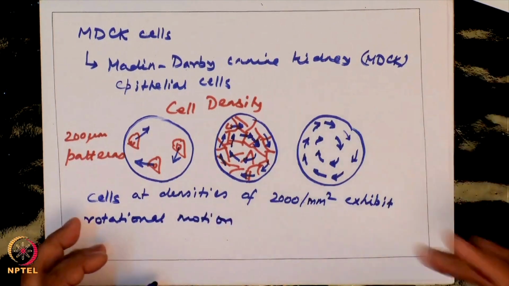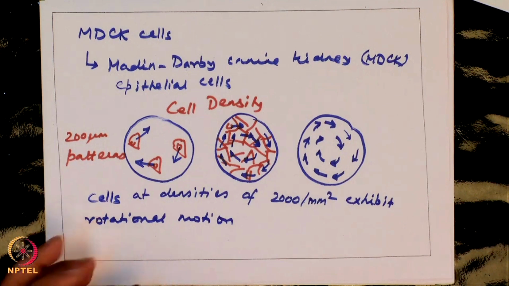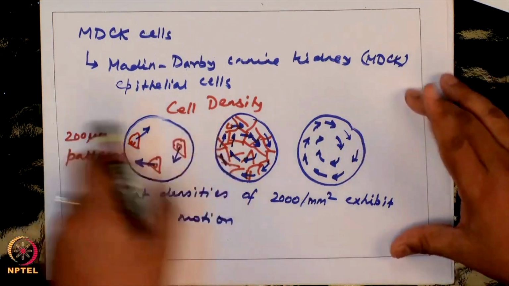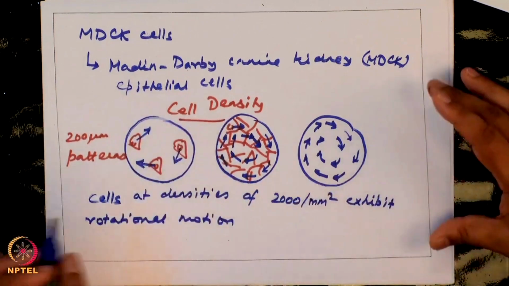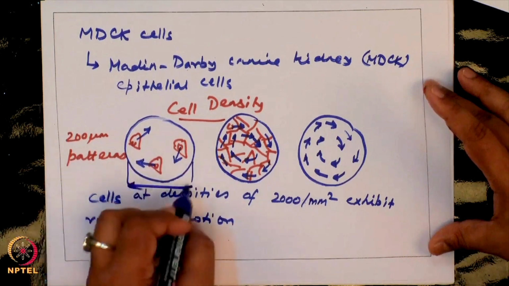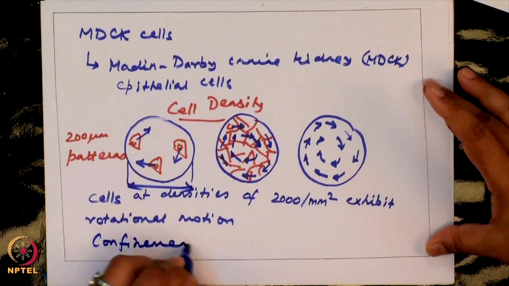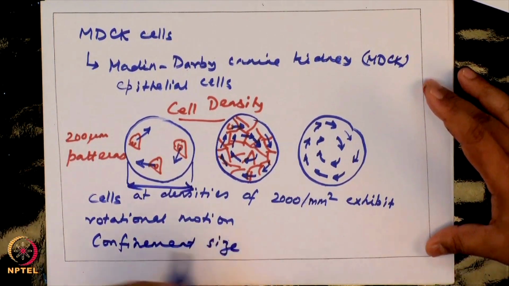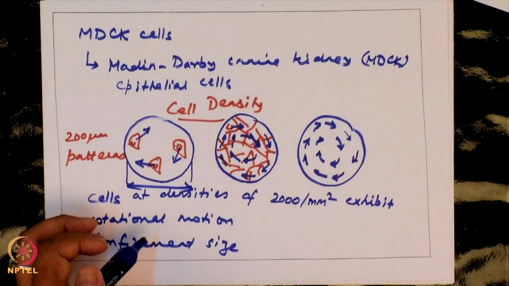So this is called coherent angular rotation, and cell density is one of the factors which regulates it. Apart from cell density, the size of the pattern, or confinement size, is also one of the factors which regulates this kind of rotation. If you make your tissues bigger and bigger, then this rotation will stop.